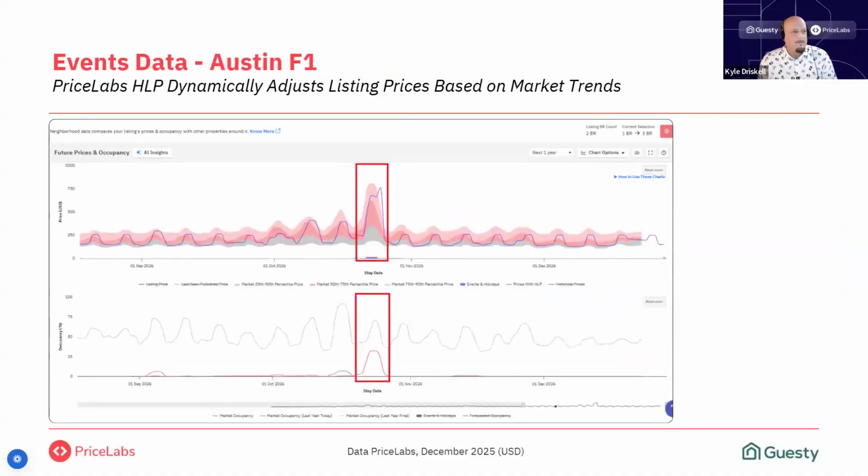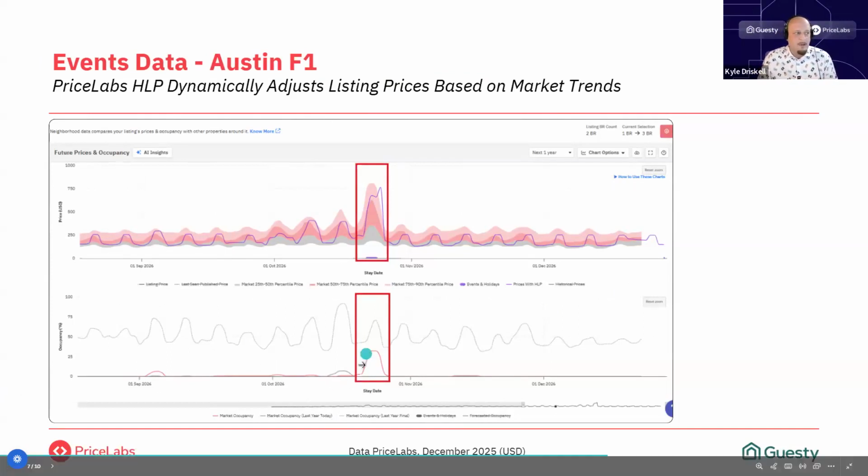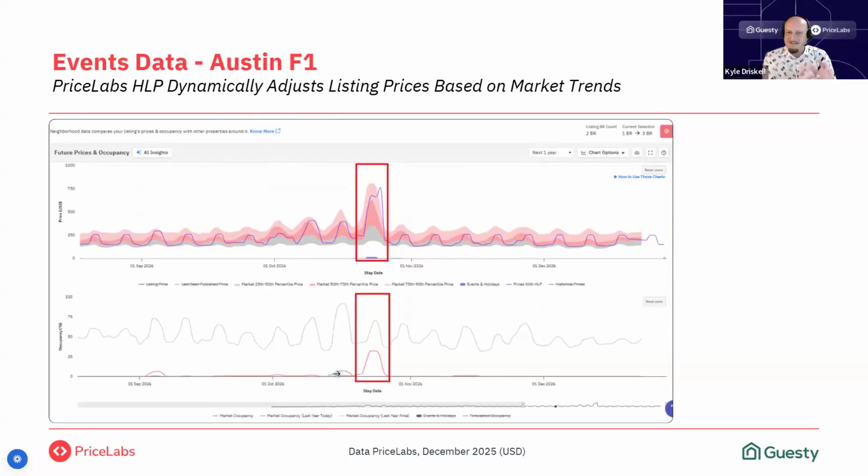Now, I've got a couple of actual instances here, and this first one is going to be for Austin, Texas, and they have an F1 Formula One event coming up. And what I want us to look at here is how PriceLabs is seeing this demand. So if you haven't been in PriceLabs, these graphs may not look super familiar to you. But basically what we're looking at right here is this red line is where the occupancy is at right now for that particular date range.